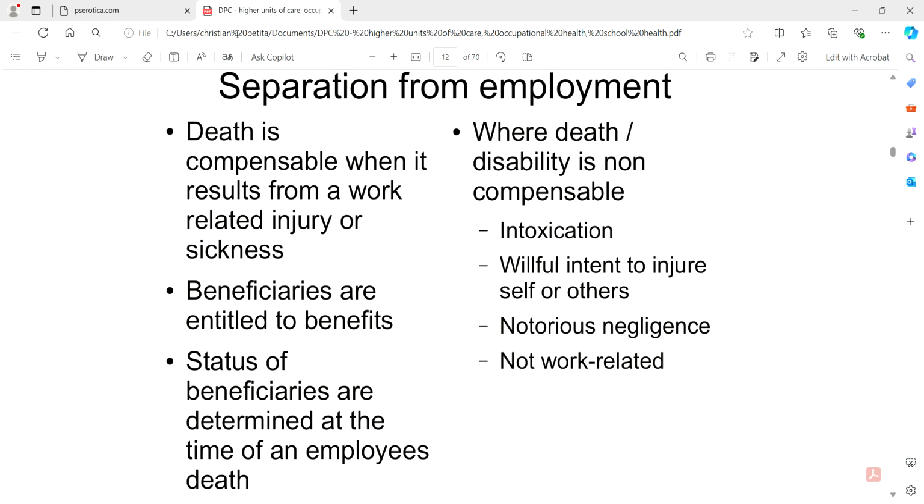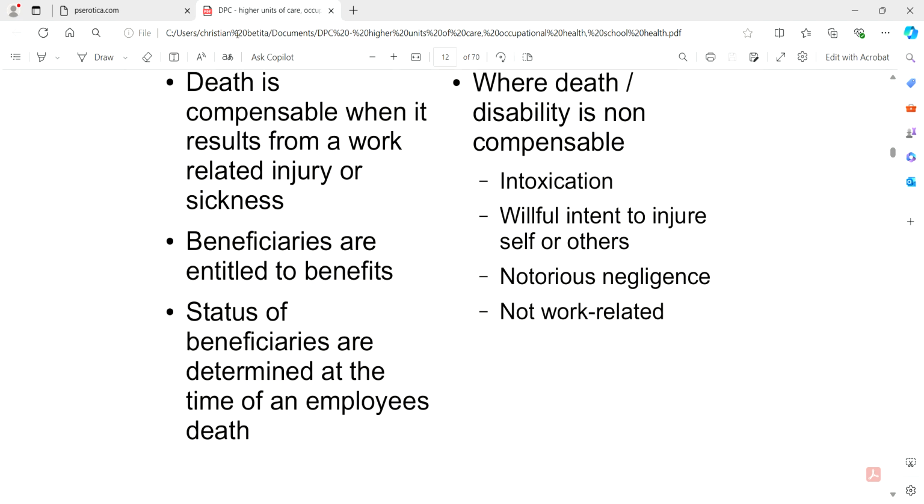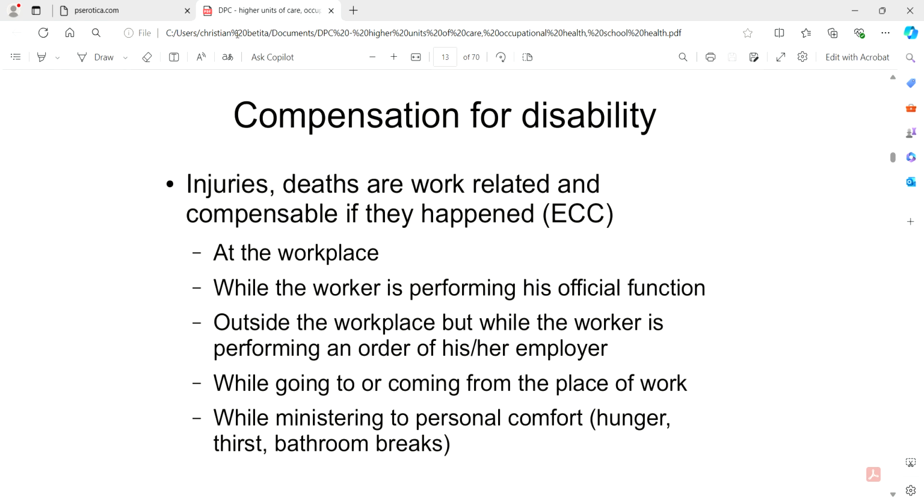So this type of examination is to determine whether or not the injuries or the death is compensable. And these are the situations wherein it may not be compensable. So compensation for disability. Injuries and deaths are work-related and compensable if they happen at the workplace while the worker is performing his or her official function, and outside the workplace but while the worker is performing an order of his or her employer, while going to or coming from the place of work, or while ministering to personal comfort.